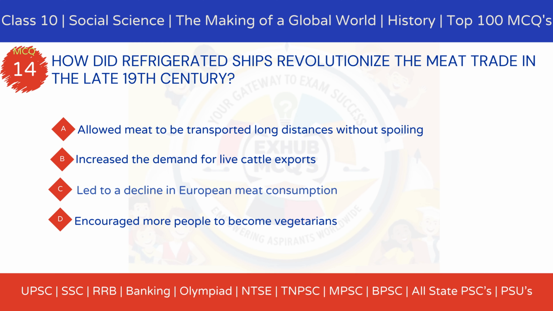MCQ 14. How did refrigerated ships revolutionize the meat trade in the late 19th century? Option A, allowed meat to be transported long distances without spoiling. Option B, increased the demand for live cattle exports. Option C, led to a decline in European meat consumption. Option D, encouraged more people to become vegetarians.